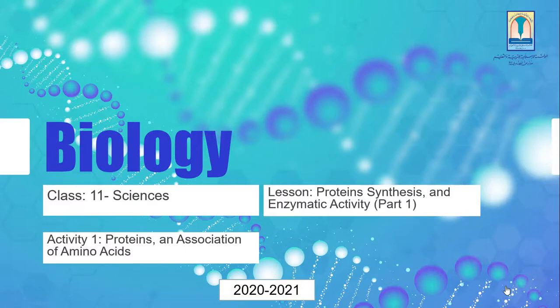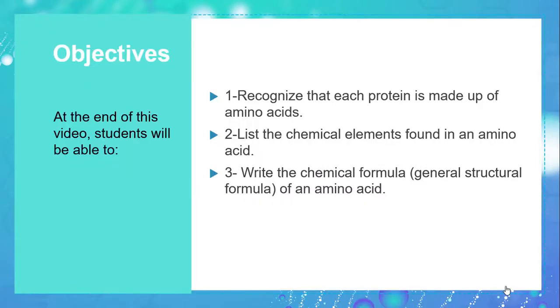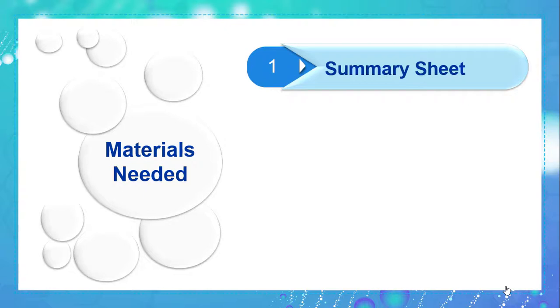Today we will start with a new chapter, Protein Synthesis and Enzymatic Activity. We will start with Activity 1, Proteins and Association of Amino Acids. At the end of this lesson, we will be able to recognize that each protein is made up of amino acids, list the chemical elements found in an amino acid, and write the chemical formula of an amino acid. We will be supplied with a summary sheet concerning the required objectives.